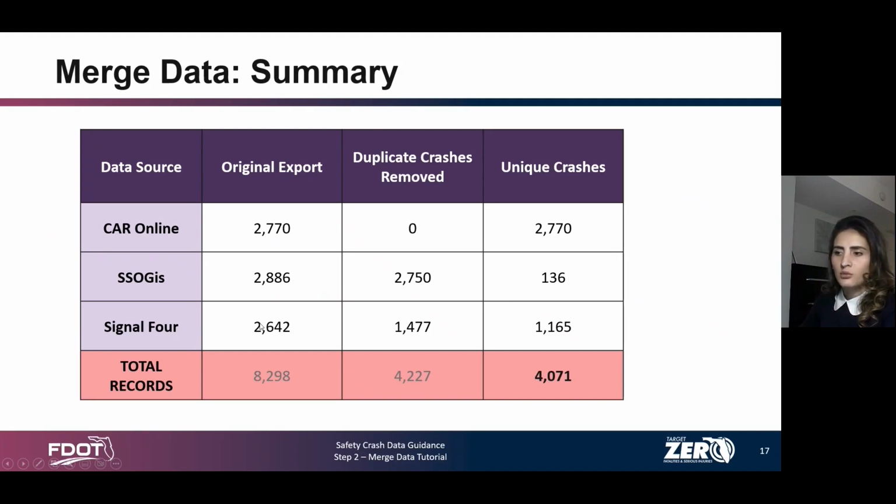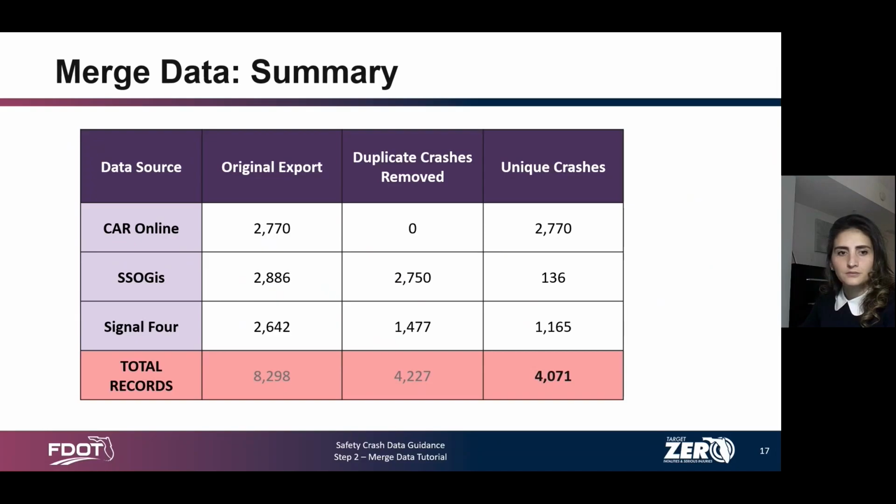And lastly, for Signal 4, we had 2,642 records. We had about 1,500 duplicates, and this resulted in 1,165 unique crashes. And we were left off with roughly 4,000 unique crashes. And if you were to only do one of the databases, you're going to see that creates a significant gap. And there's a lot of information within the crashes that leads into safety improvement identification within an upcoming project. Highly encouraged to get into the habit of leveraging these 3 data sources since each of them provide really helpful information.